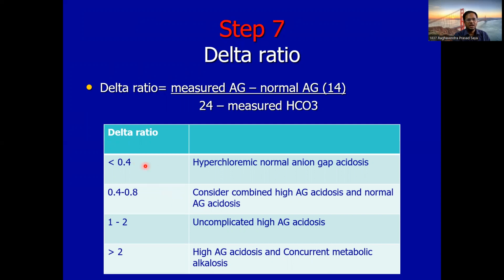So whenever this delta ratio is less than 0.4, then it is hyperchloremic normal anion gap acidosis. And when it is 0.4 to 0.8, then you have to consider high anion gap acidosis and normal anion gap acidosis. Okay. So by doing the delta ratio, we can know whether any other mixed disorders are there in this patient or not.